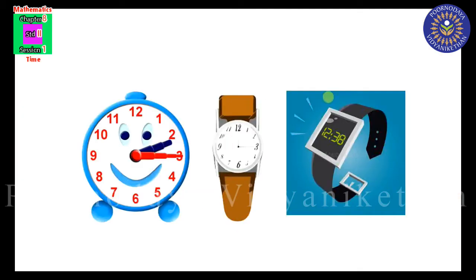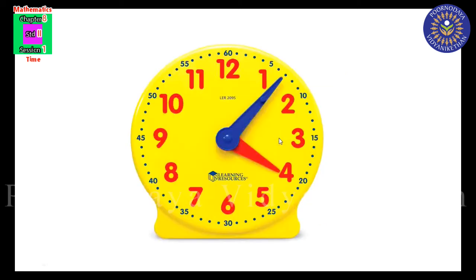We use clocks and watches to read time. Watches and clocks come in many designs and shapes. The common shapes are circular or rectangular. A clock has numbers from 1 to 12 written on it. It also has many big and small markings on its face. The bigger markings are for hours and the smaller markings are for minutes. Here, the red big numbers denote the hours and the blue small numbers denote the minutes.